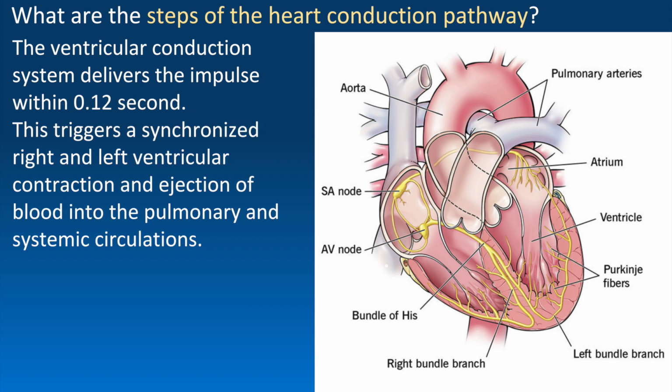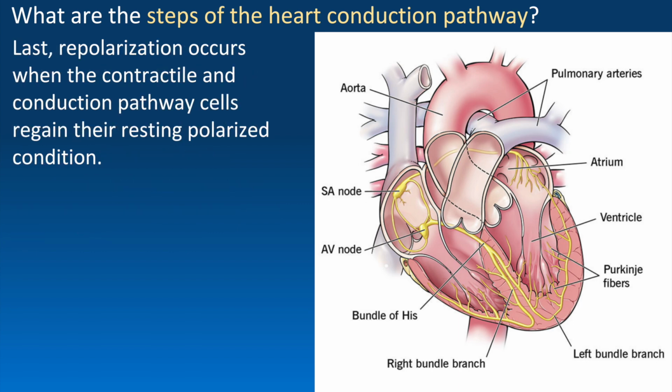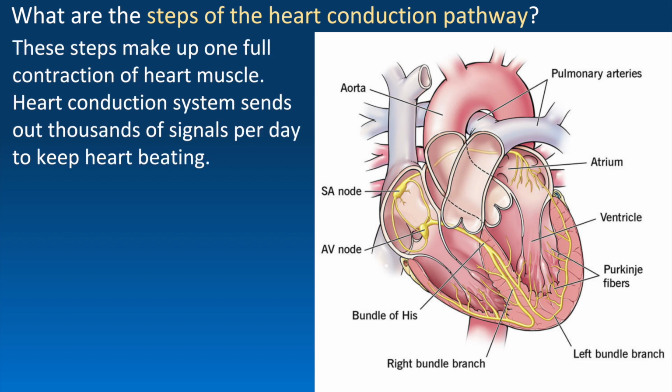The ventricular conduction system delivers the impulse within 0.12 seconds. This triggers a synchronized right and left ventricular contraction and ejection of blood into the pulmonary and systemic circulations. Last, repolarization occurs when the contractile and conduction pathway cells regain their resting polarized condition. These steps make up one full contraction of the heart muscle.